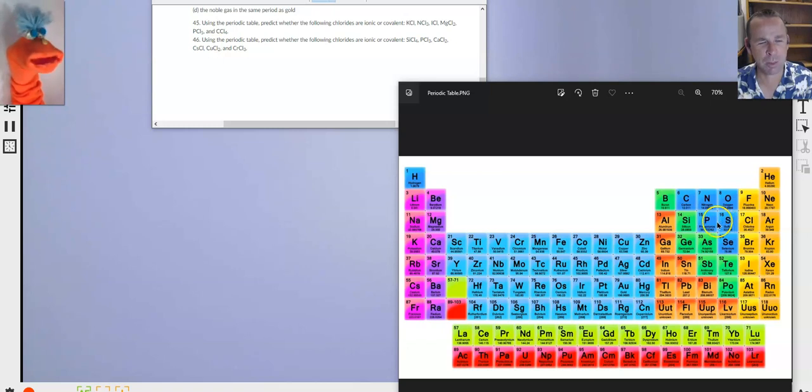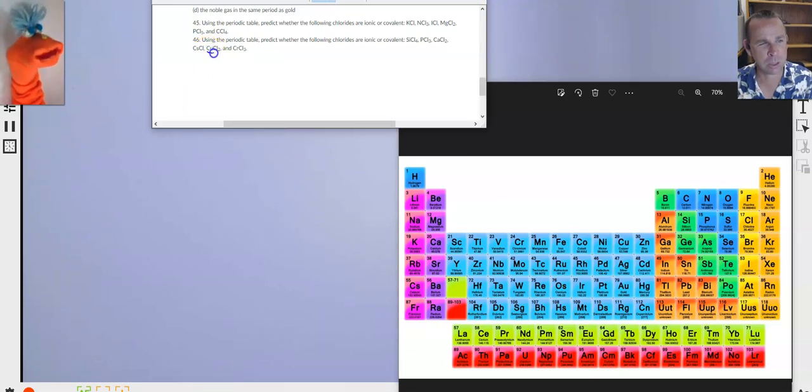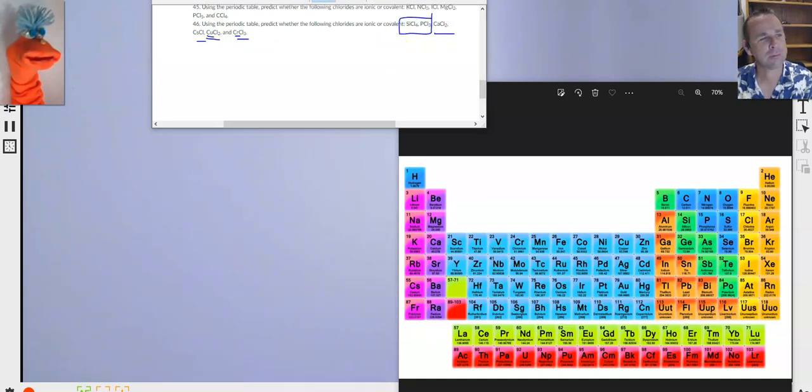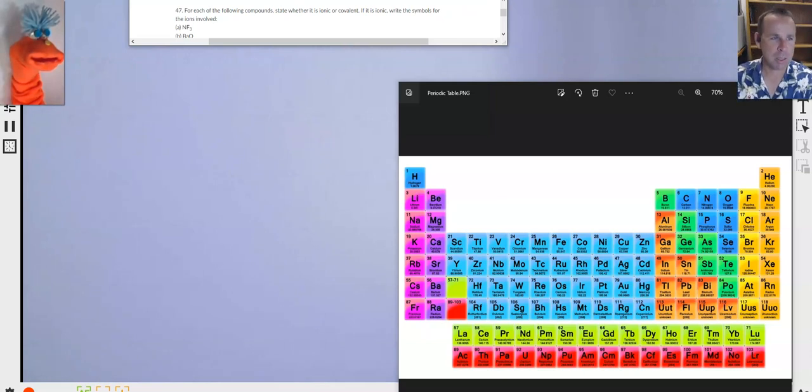All right. CaCl2. Calcium's a metal. Very good. There's calcium over here. It's a metal, so that's an ionic compound. CsCl. Cesium's a metal, so that's an ionic compound. Copper, that's a metal, so that's an ionic compound. Chromium is too. Very good. So we got ionic, ionic, ionic, ionic. And then our molecular ones are these two right there. Okay, good stuff.